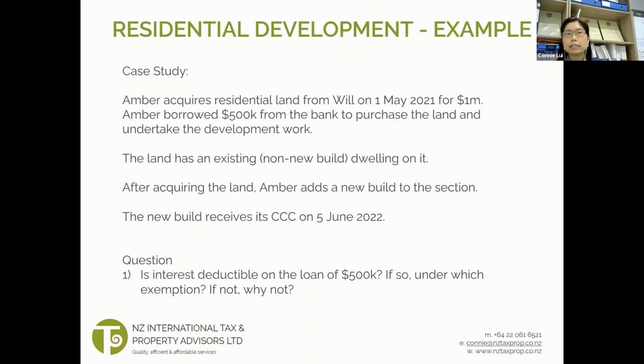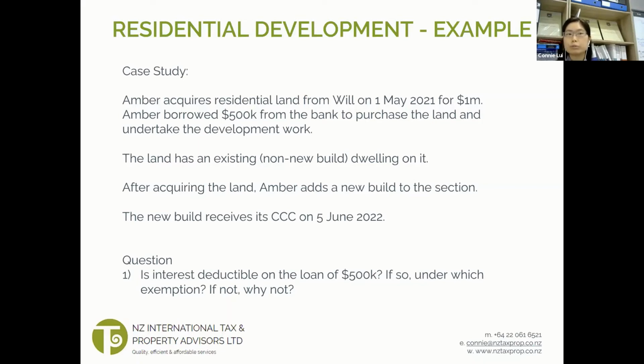In this case study, Amber acquires a residential land from Will on the 1st of May 2021 for $1 million. Amber borrowed $500,000 from the bank to purchase the land and undertake the development work. The land has an existing dwelling on it, and after acquiring the land, Amber adds a new build to it. The new build received its code of compliance on the 5th of June 2022.